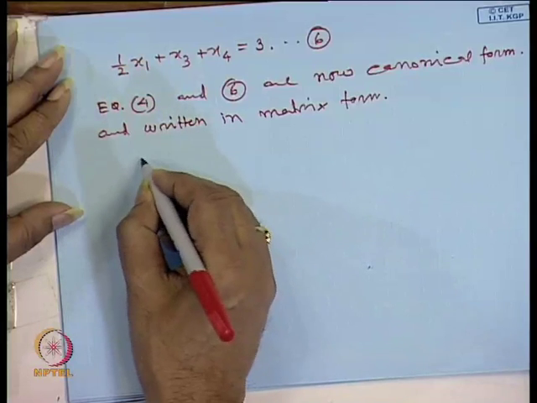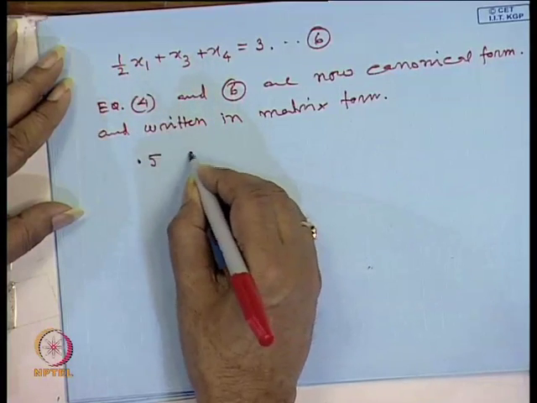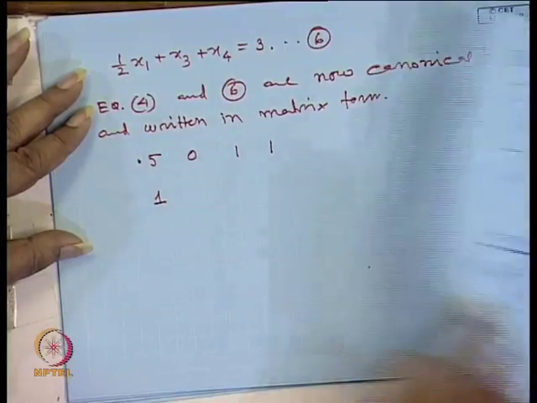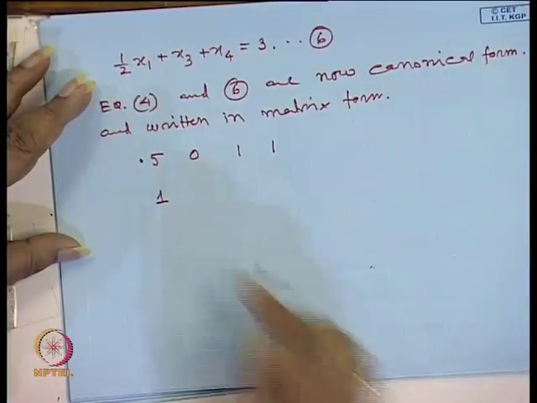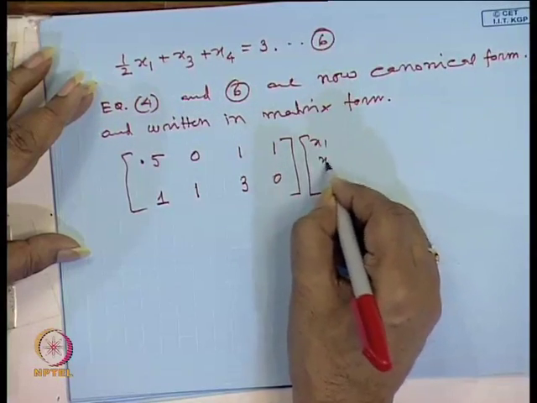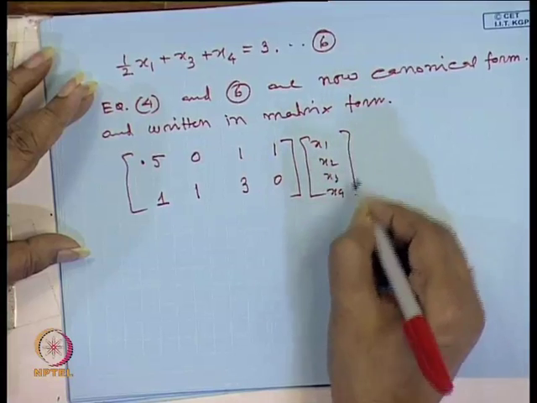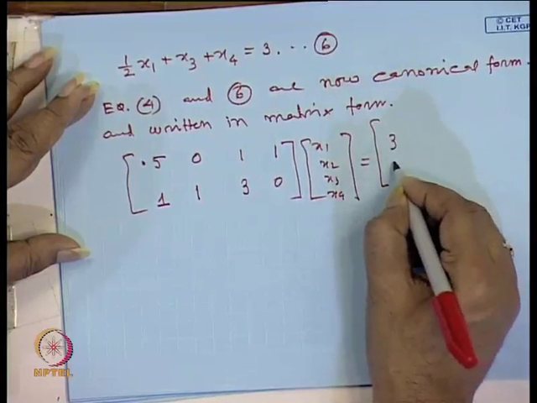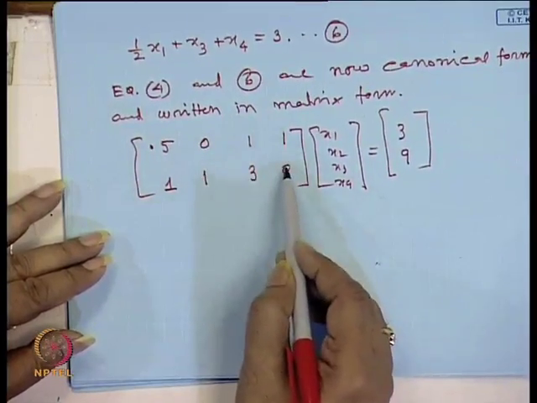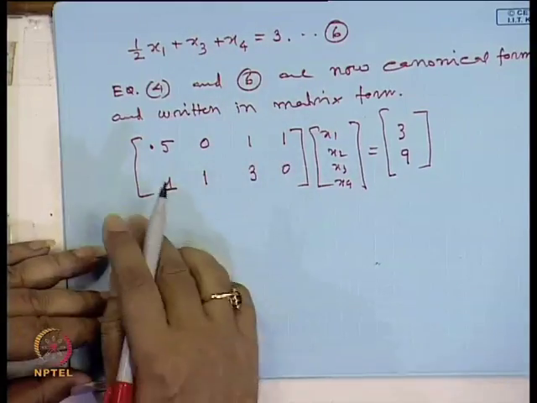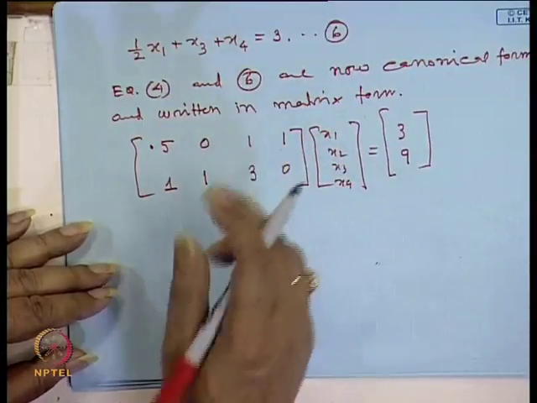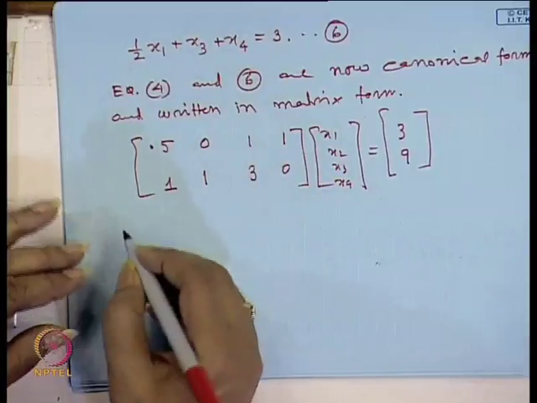So if you write the matrix form, this will be 0.5 0 1 1, then 1 1 3 0. Equation 4, I am writing, and this is x1 x2 x3 and x4, is equal to 3 and 9. Agree? Now you see this is in canonical form. This we can get directly from the original matrix A, by using that row operation.